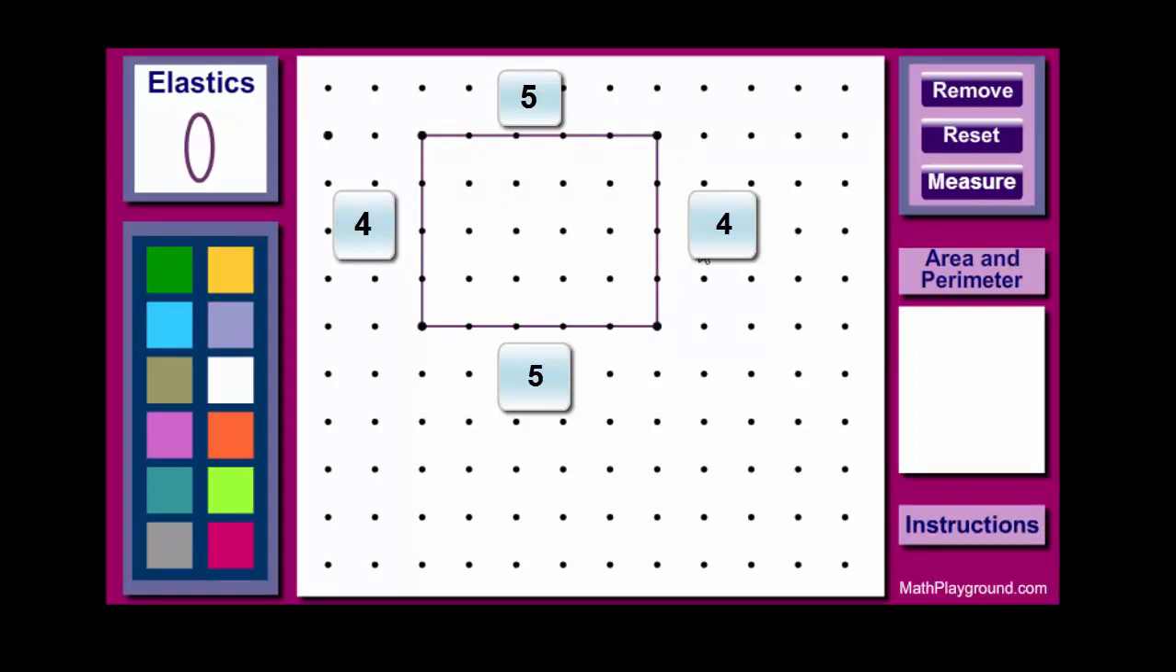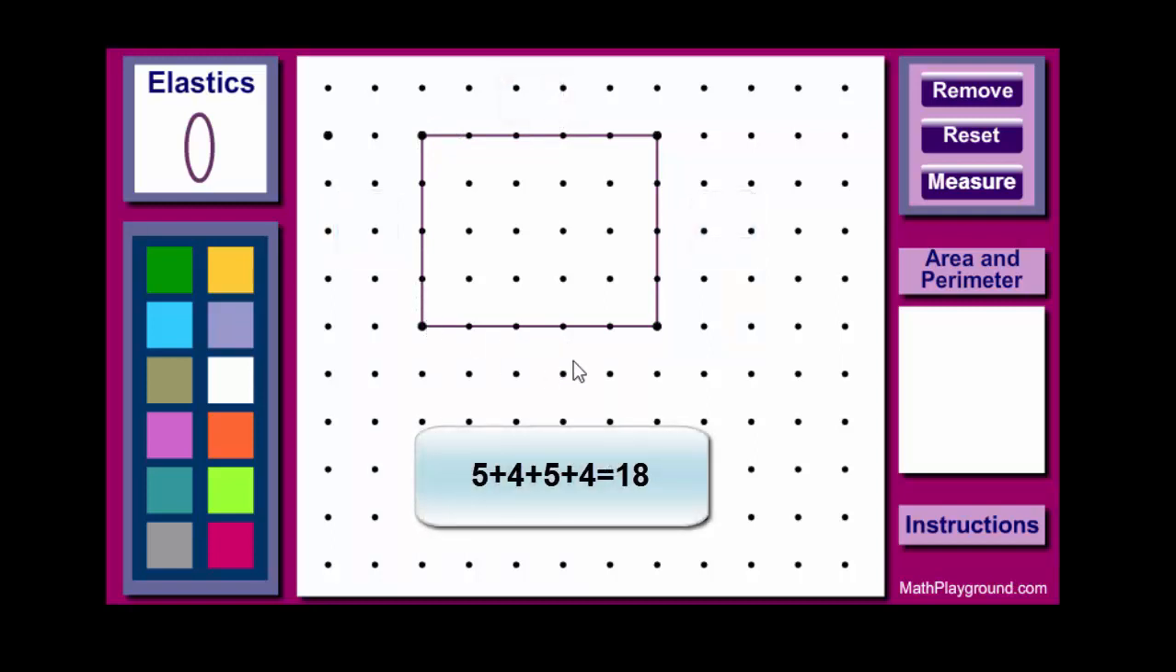Alright, so the perimeter, we're going to add up all the distances. So we have 5 down here, plus 4 going up, equals 9, plus 5 across equals 14, plus 4 down equals 18. So the perimeter of this rectangle would be 18. Now, this geoboard has a special tool that can show us the measurement, and let's check to see if it's correct. The perimeter is 18 units. So we got it right.